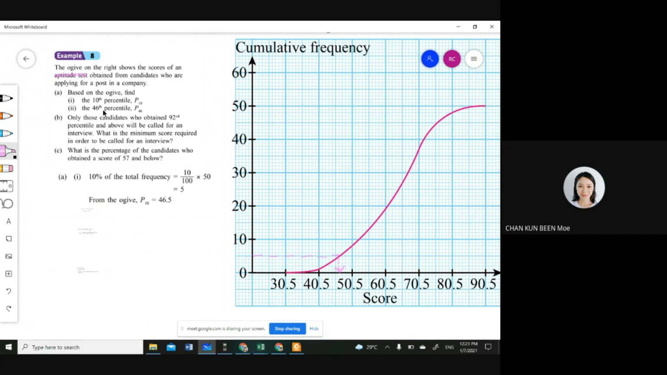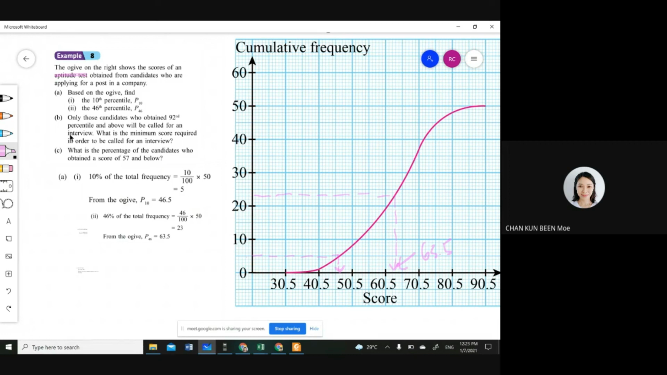So for the 46th percentile, you are going to use 46 over 100 times 50. So we see you are going to get 23. You need to refer to the 23rd frequency over here. The cumulative frequency 23 is right here. So same thing, you move to the right. Make sure you use a ruler. And then you move down. So then you read from there. The reading that you are going to get is 63.5 over here. That's how you get the 46th percentile. P46 is equal to 63.5.